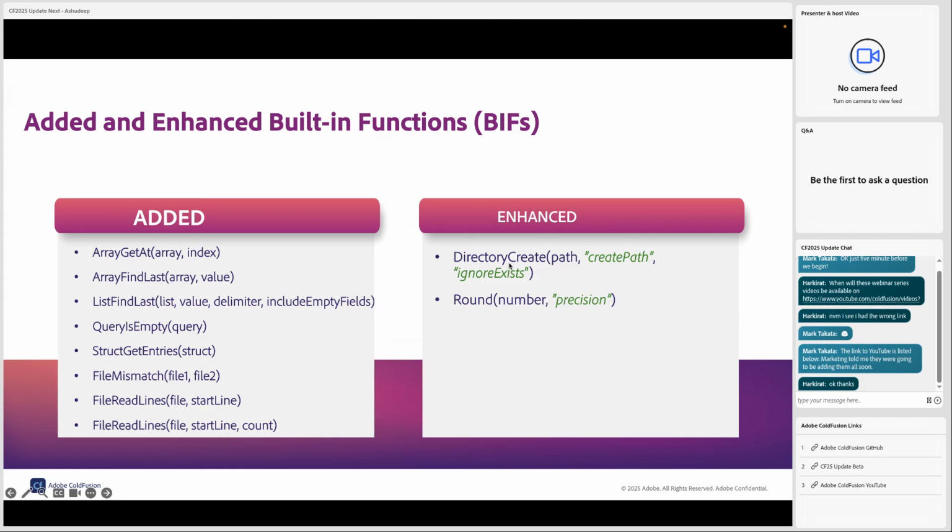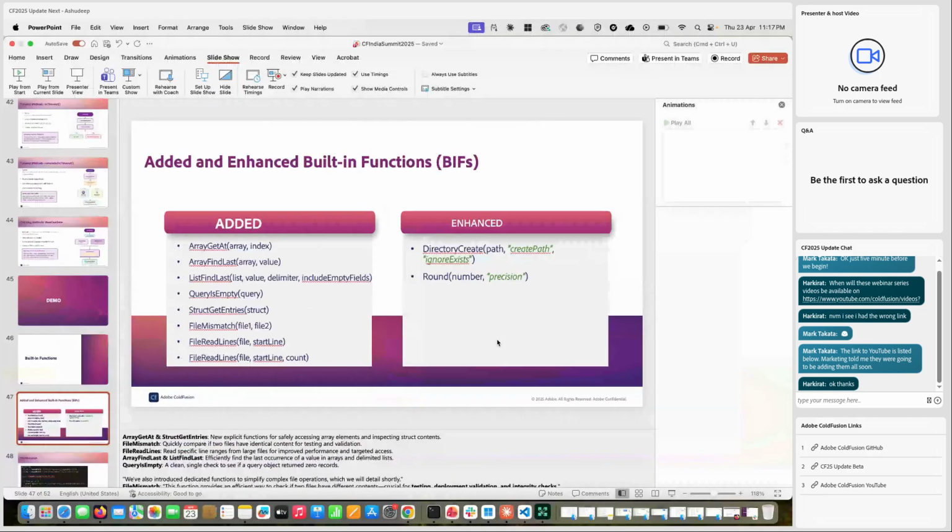Then we have also enhanced the directoryCreate function, which expects a path parameter, createPath and ignoreExists. Sometimes you never know whether the directory exists or not. In that sense, what used to happen is every time it used to throw an exception if the directory exists, right? So for that, we have provided a flag. If we say ignoreExists equal to true, it's not going to throw an exception, right? So let me cover a bit of demo in this.